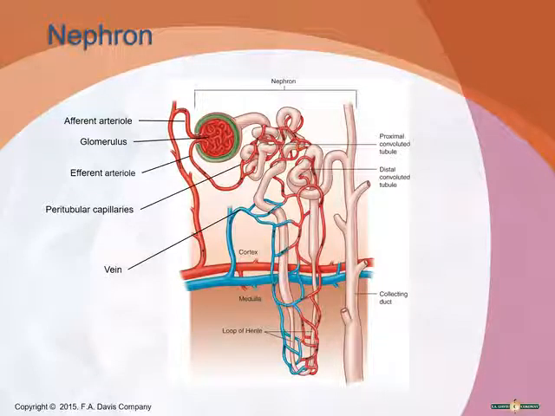Each afferent arteriole branches into a cluster of capillaries called the glomerulus, and that's this right here. It's all coiled up and around and inside this little section here. And then blood leaves that glomerulus through an efferent arteriole, and that is this one right here. The efferent arteriole is a little smaller.